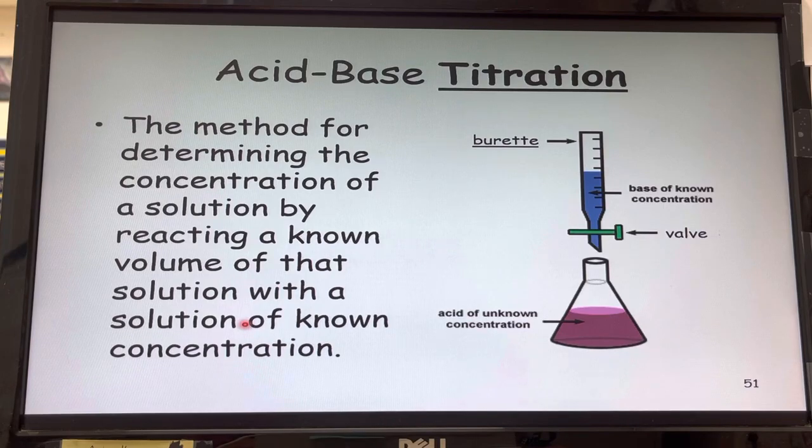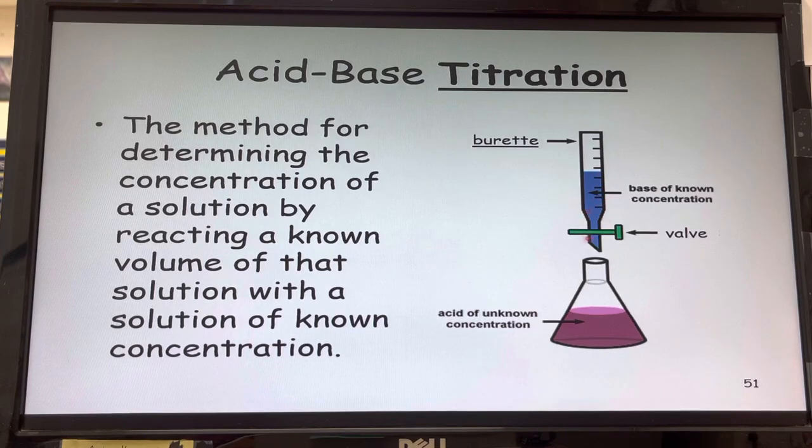So this is a method for determining the concentration of a solution by reacting a known volume of that solution with a solution of known concentration, okay? This is the unknown. This is an acid of unknown concentration. So I want to determine what the concentration is. So I take this volumetric burette. It's just kind of a tube that has graduations on the side of it and a valve. And I put in a known concentration of base.